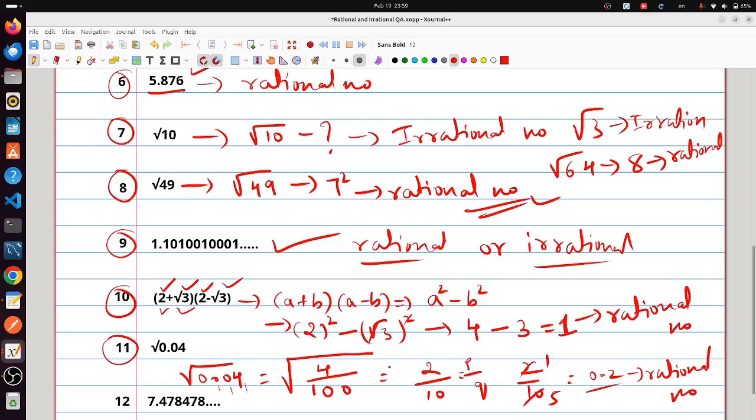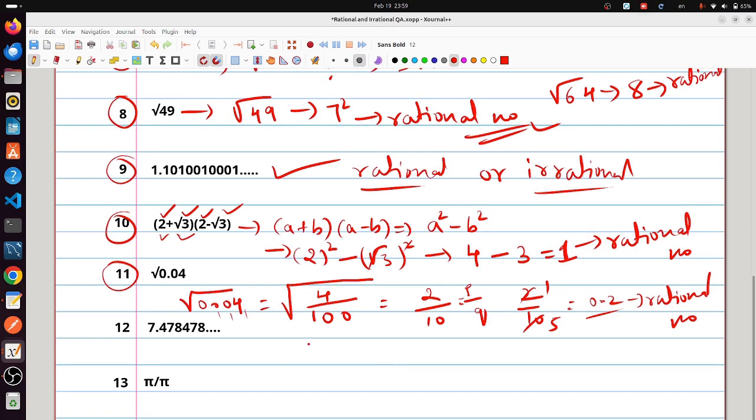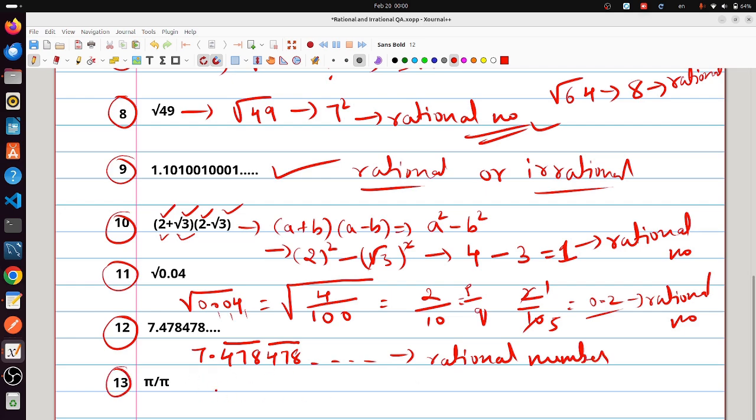Okay, let us solve the 12th one. Let me clear this out. Let us solve the 12th problem. We have here 7.478 with a repeating bar. Here we can blindly say that this is a rational number. How? Here it is repeating 478. If it is repeating, then you can close your eyes and mark it as a rational number.